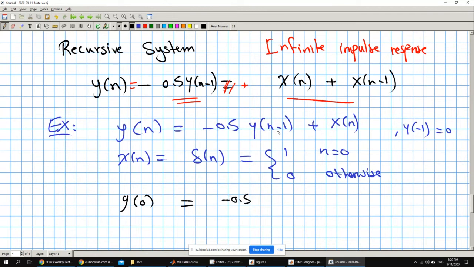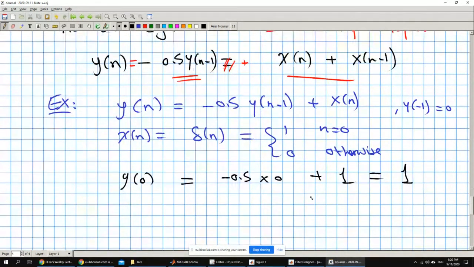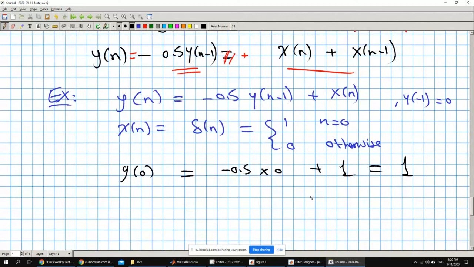How much is y of minus 1? It's 0, which is multiplying 0 here, plus x of n, x of 0. So 0 is 1. So basically, it's going to be equal to 1. If we had y of n equal to x of n, then y of 1 would be equal to x of 1, which is 0. So if we have a system that was y of n equal to x of n, then the output would be 1 only at 0.